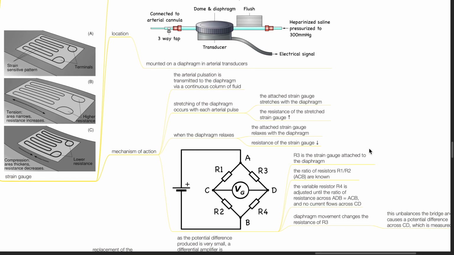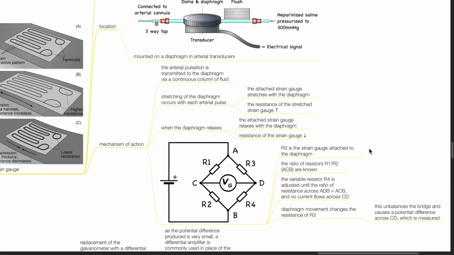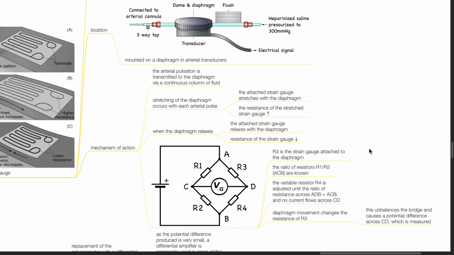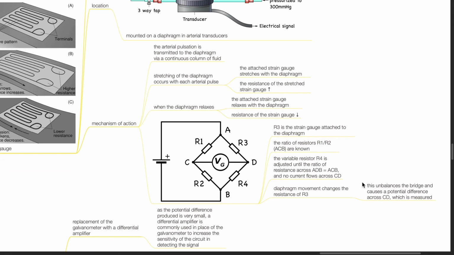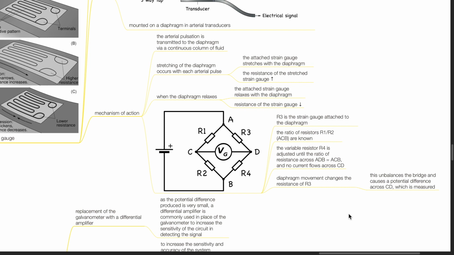R3 is the strain gauge attached to the diaphragm. The ratio of resistors R1 to R2 (ACB) is known. The variable resistor R4 is adjusted until the ratio of resistance across ADB equals ACB and no current flows across C and D. Diaphragm movement changes the resistance of R3. This unbalances the bridge and causes a potential difference across C and D, which is measured.